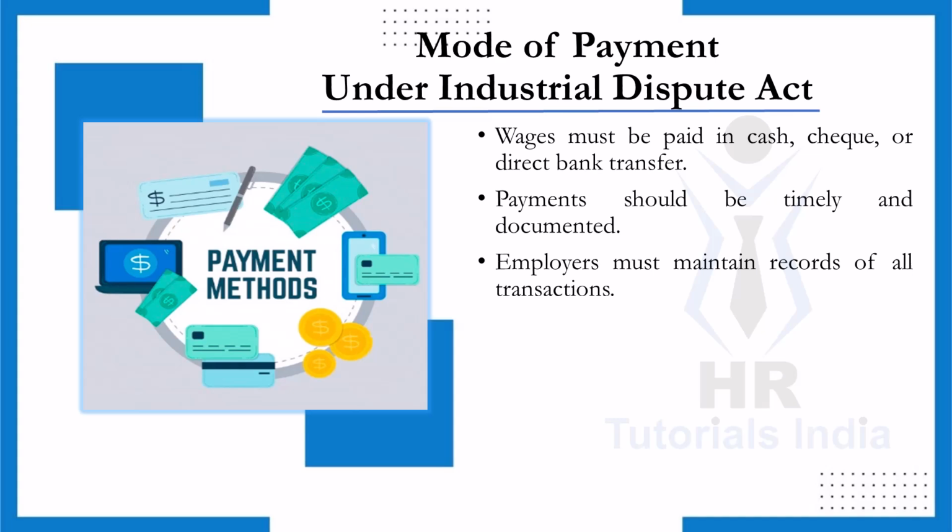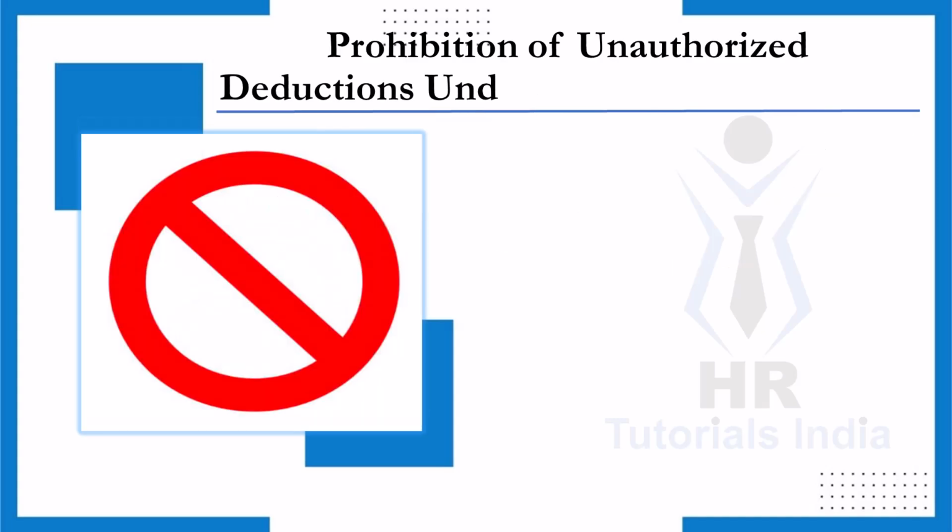Prohibition of unauthorized deductions under the Industrial Dispute Act. The Industrial Dispute Act 1947 strictly prohibits unauthorized deductions from employees' wages to protect workers from unfair treatment and exploitation. These provisions ensure that only legally permissible deductions are made and that employees receive their full rightful earnings.